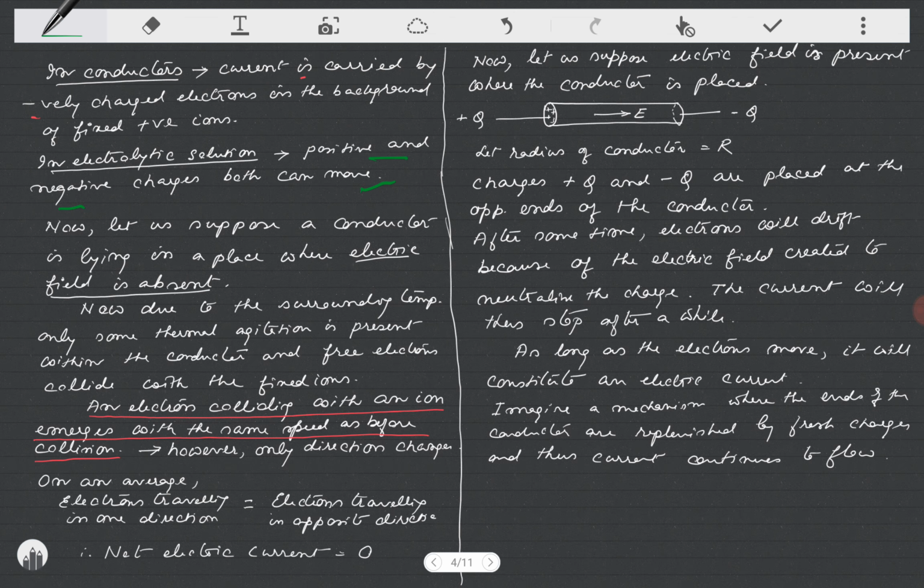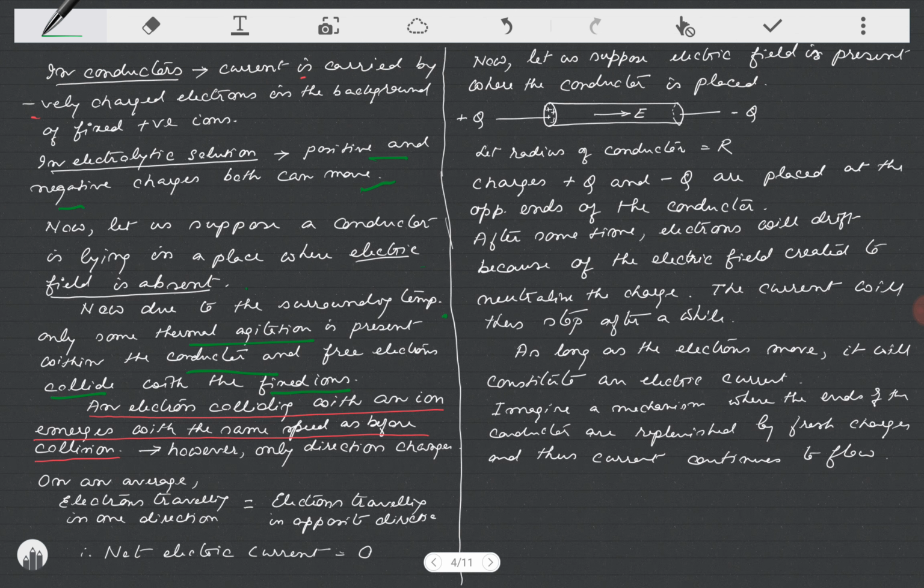Now let us suppose a conductor is lying in a place where the electric field is absent. No electric field, a conductor is lying out there. Due to the surrounding temperature, only thermal agitation is present within the conductor. These free electrons collide with the fixed charges present over there.